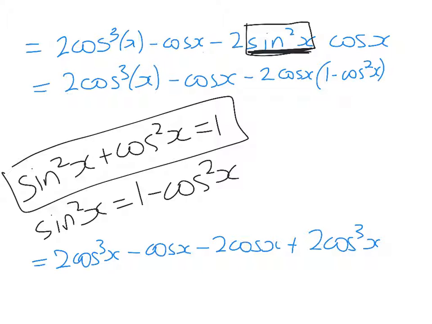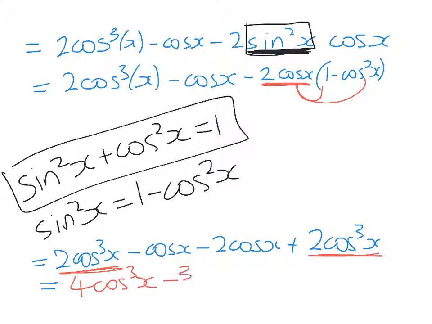There we go. Right, so the expanding out in here, I'm doing the 2 cos x times each bit in there. Now, putting the like terms together, I've got 4 cos cubed x minus 3 cos x as required.